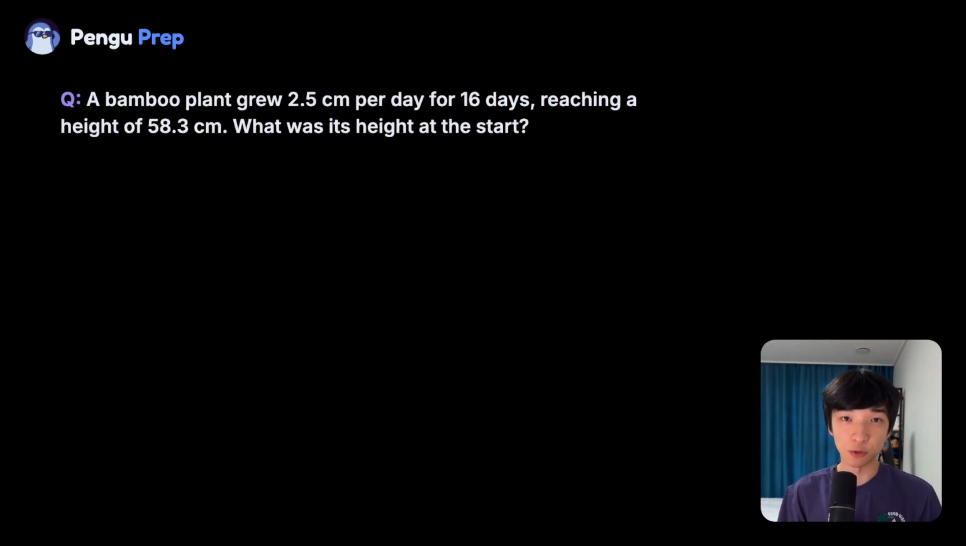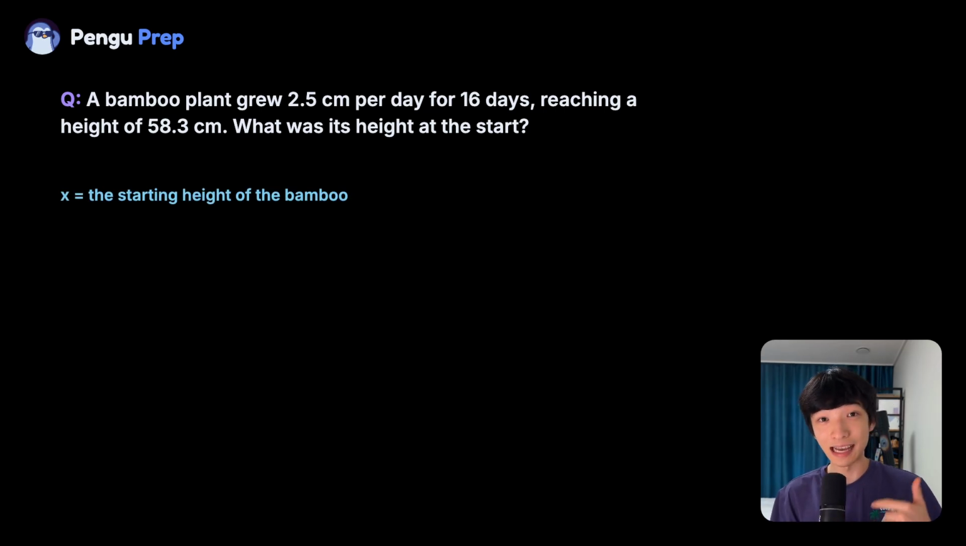Pause the video and try this yourself. Done? What are we trying to find in this problem? It's the height of the bamboo. So we're going to set that as x, and we're going to use a linear equation to solve for x. We know that the initial height of the bamboo plus its change in height over the 16 days equals its final height.